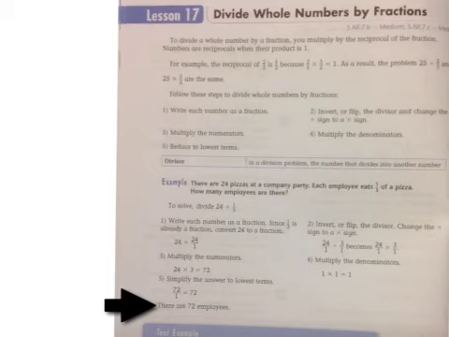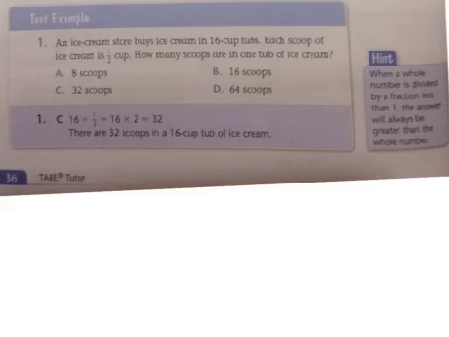So let's look at our test example. Test example 1 reads, an ice cream store buys ice cream in 16 cup tubes. Each scoop of ice cream is 1/2 a cup. How many scoops are in the tube of ice cream? So we can look at this and we can do this different ways. So let's try it this way.